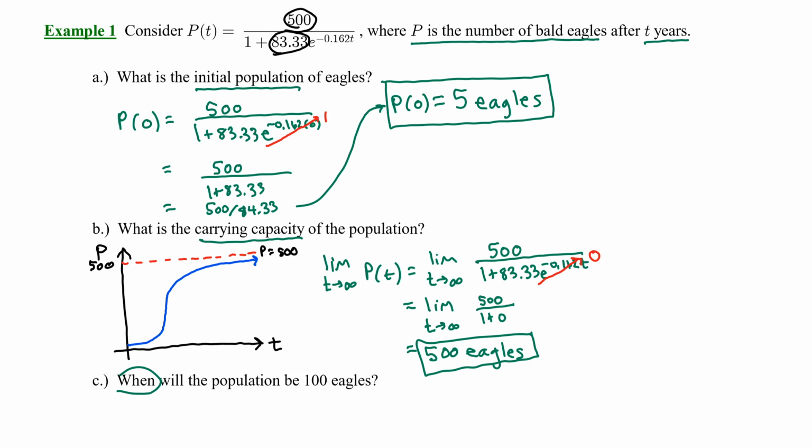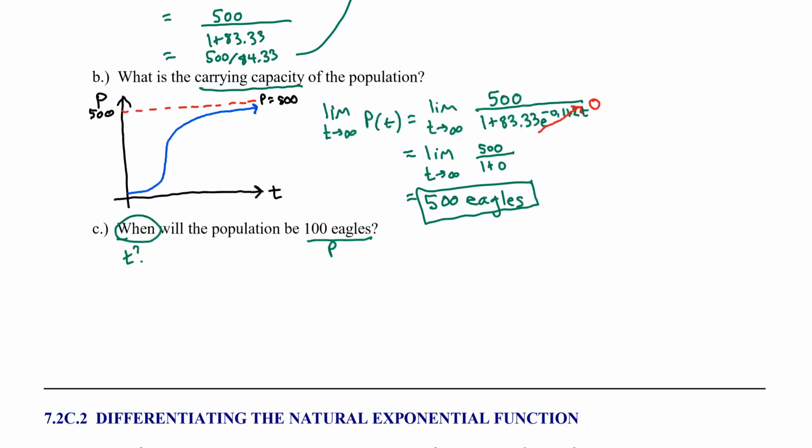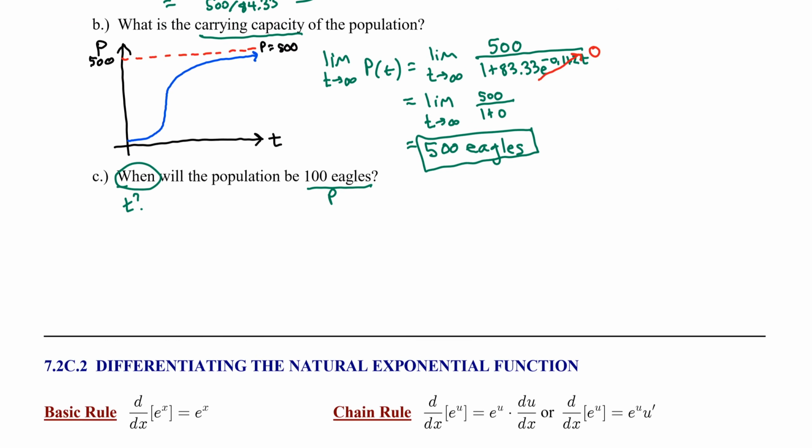Next question, when will the population be 100 eagles? So the question of when here basically means I'm looking for t. When will the population be 100 eagles? That's giving me the p-value. So we can say if our population is equal to 100, we need to solve this equation for t. So the first thing I'm going to do is multiply both sides by that denominator.